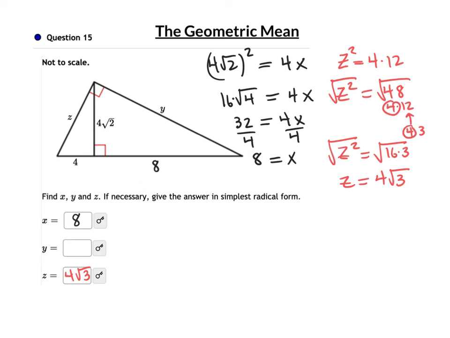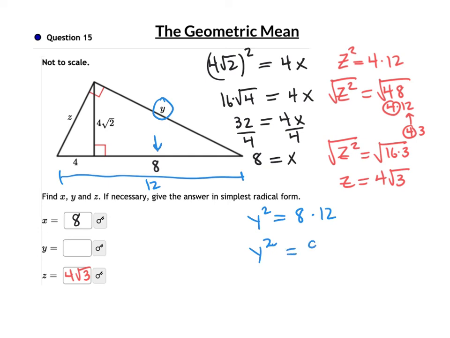All right, let's find that y. Same pattern as with the z. The leg squared of the big triangle, y squared, equals the piece on its side, that's the 8, times the whole hypotenuse of the big triangle, which was 12. 8 times 12 is 96. Y squared equals 96. And I'll square root both sides. We're going to find a perfect square in 96.